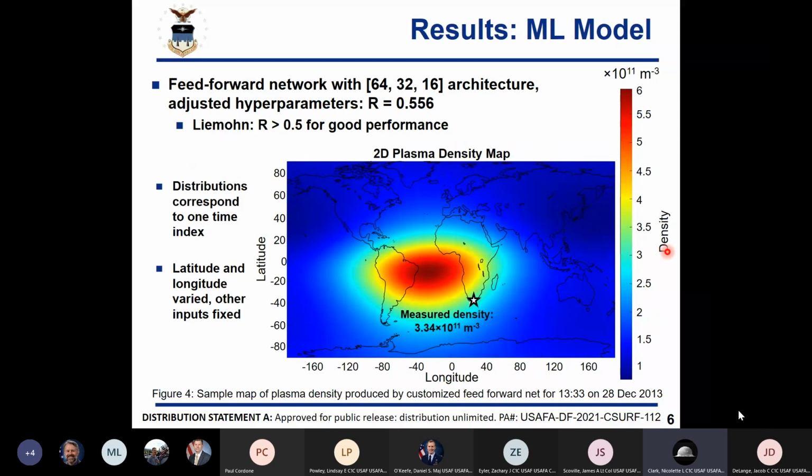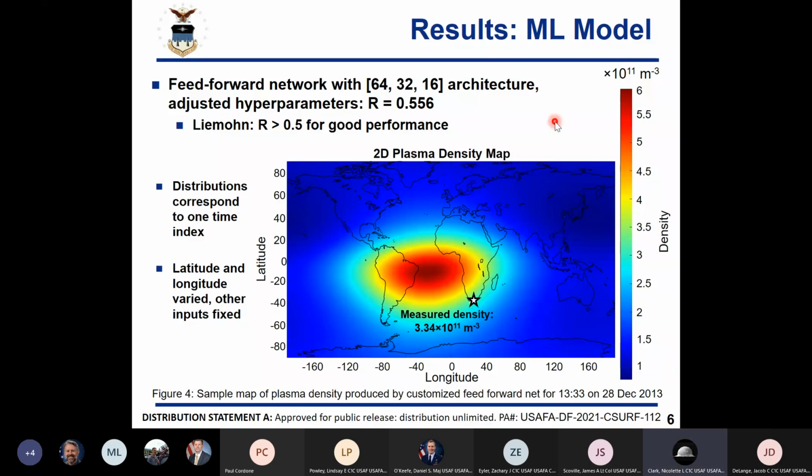What you see here in this picture is one result of a plasma density distribution that was predicted by our model. And what we did to create this is we gave the model a set of inputs in which we held constant all of the time-dependent inputs. So we held constant the IMF, KP, and F10.7, and then we varied the latitude and longitude over their whole range. So essentially we were saying to the model, at one point in time, predict the plasma density everywhere over the globe. So you can think of this as a snapshot of our results at one point in time.